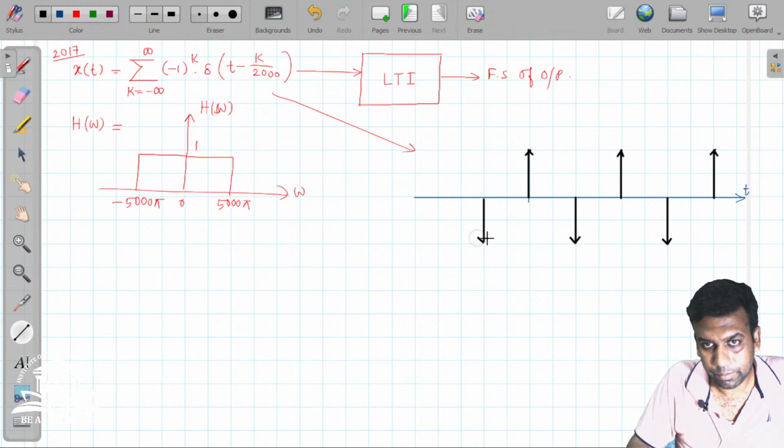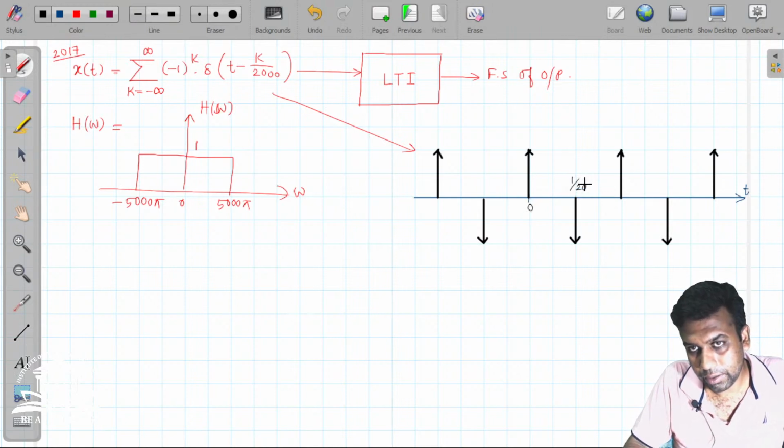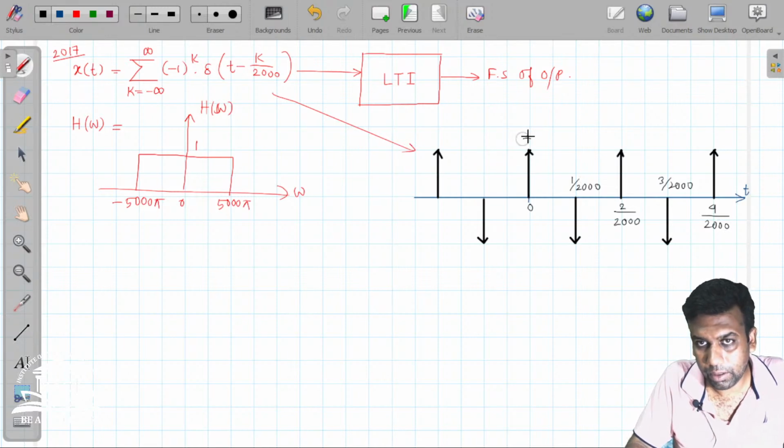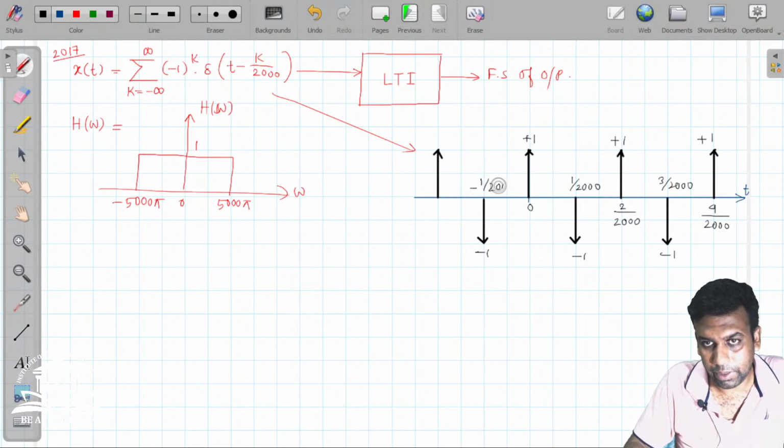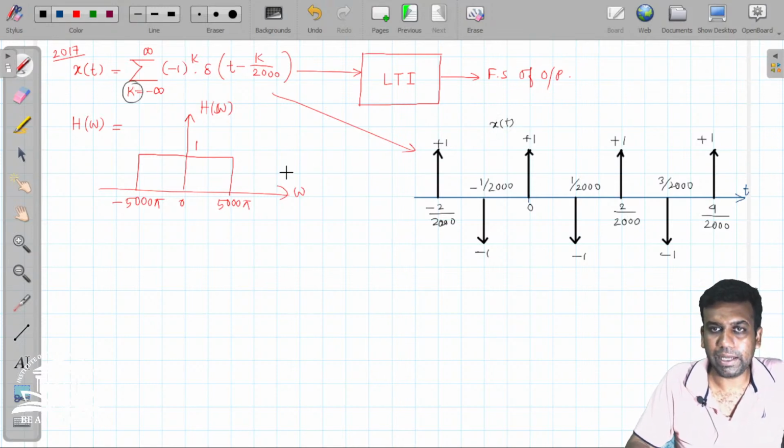Similarly, you will get -1/2000 पे. So what will be the values? The values will be, this is 0, this is 1/2000 पे, this is 2/2000 पे, this is 3/2000 पे, this will be 4/2000 पे. Amplitude क्या होंगे? +1, +1, +1, this will be -1, -1, -1. The value of the time is 1/2000 and this is -2/2000. Okay, amplitude +1. So this is the x(t) actual. If you put different values of k, we will get this.